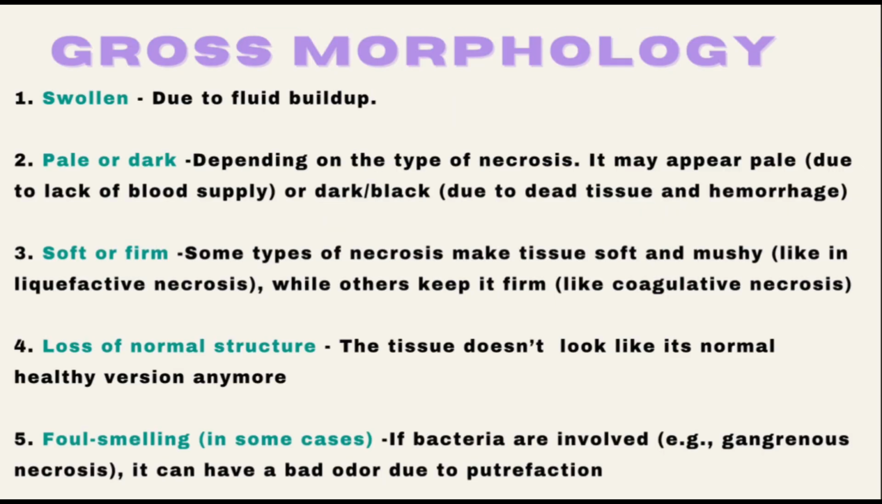This is how necrosis appears in gross. It is swollen due to the fluid built up. It can appear pale or dark depending on the type of necrosis. It can be pale due to lack of blood supply or dark or black due to dead tissues and hemorrhage. It can be soft or firm. Some types of necrosis make tissue very soft and mushy, like liquefactive necrosis seen in brain, while others keep it very firm, like coagulative necrosis.